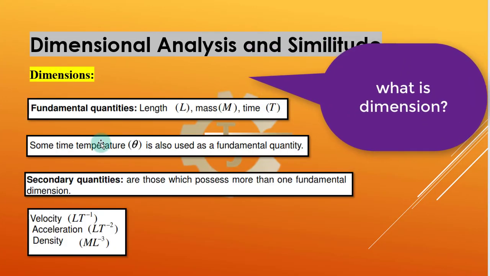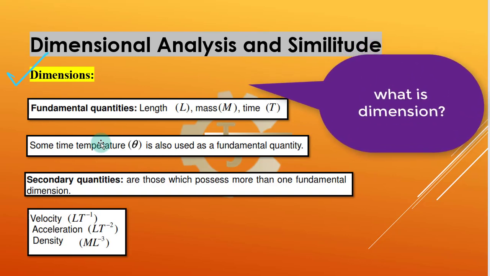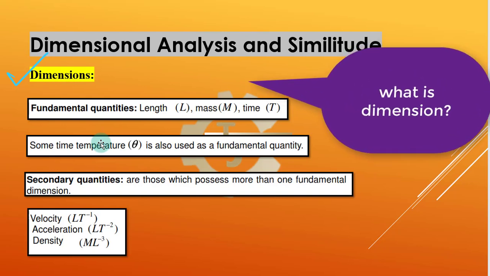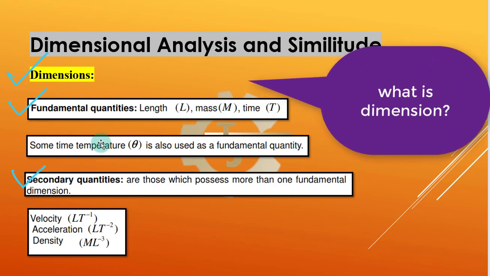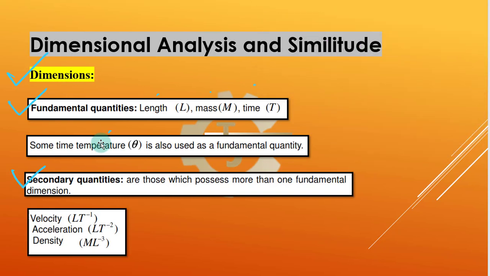At first we have to know what is dimension. Dimension is the type of physical quantity. We know there are two kinds of physical quantities. One is fundamental quantities and another is secondary quantities. Fundamental quantities include length, mass, time and sometimes temperature. So these four are fundamental quantities. The dimension of length is L, the dimension of mass is M, the dimension of time is T and the dimension of temperature is θ. So we get L, M, T and θ as our fundamental quantities or primary dimensions.